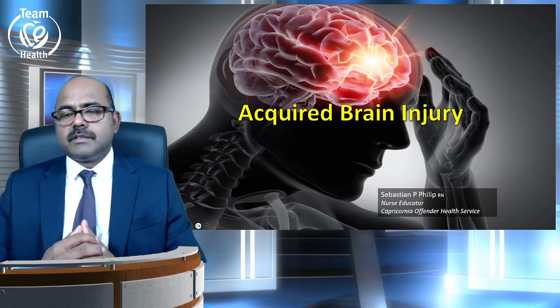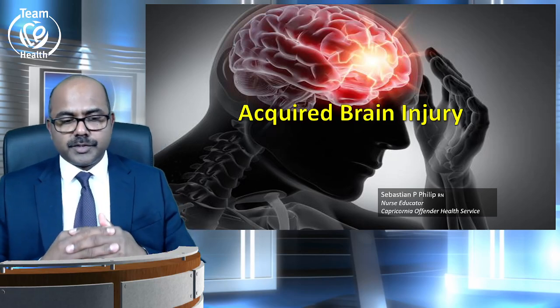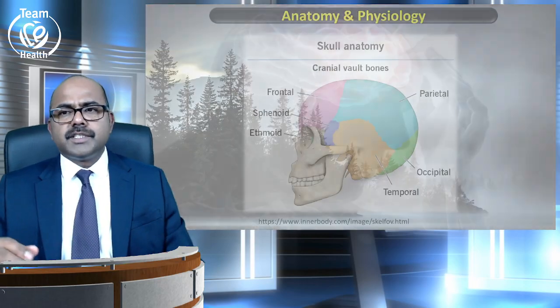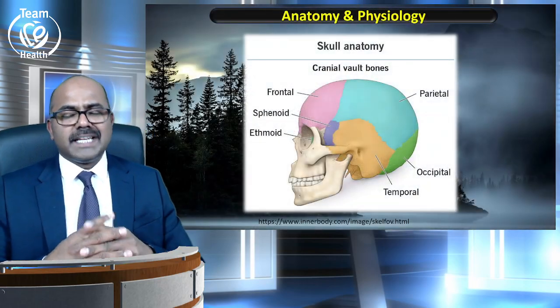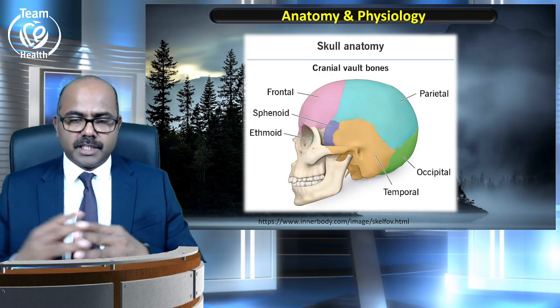Dear team, today we are going to see about acute brain injury. Before we start, we need to have a good understanding of the anatomy of the skull, brain, and meninges.